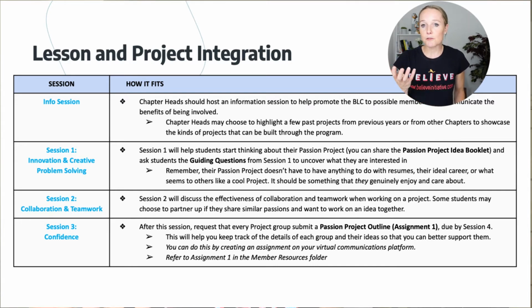Now, some chapter members may even want to meet with you after the innovation and creative problem solving session because they may need to better flesh out their idea or bounce an idea off of you. And so this part is going to be one of the hardest steps for your chapter members, to really solidify their idea. Now, encourage them as much as possible to be thinking about this outside of the sessions themselves, because we want them to be kind of coming out of the gates, working on their passion projects right from session 1. Don't wait till all the lessons have gone by to start taking action.